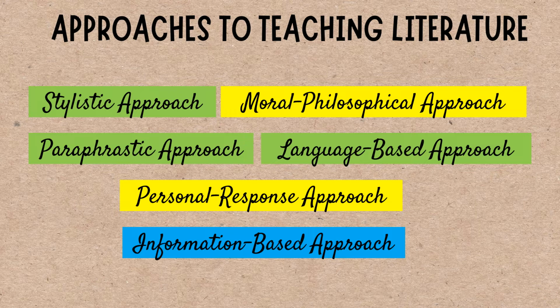So when it comes to approaches to teaching literature, there's no single approach that would fit every student. If you have 45 students, maybe you need two, three, four, five, six approaches put together to be able to cater to the needs of your students.